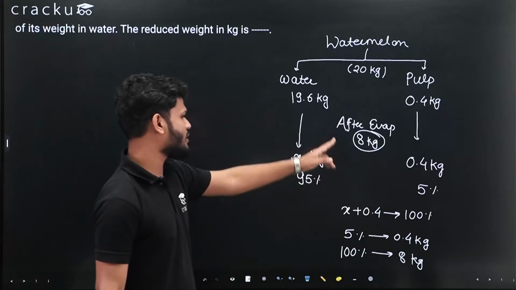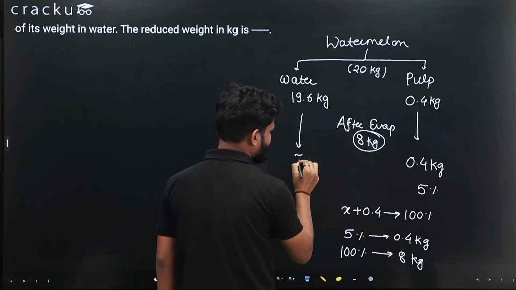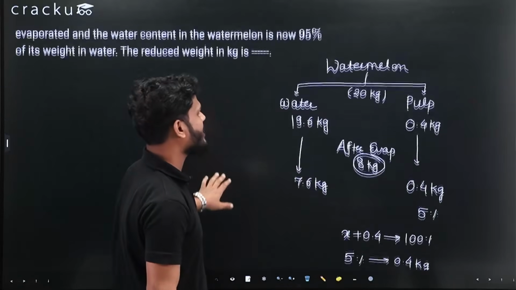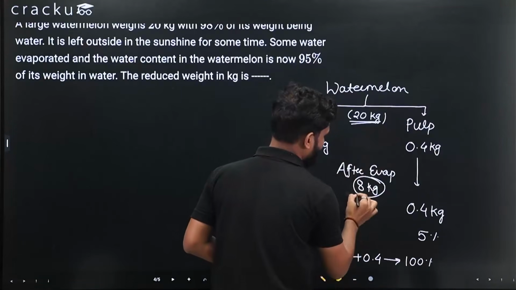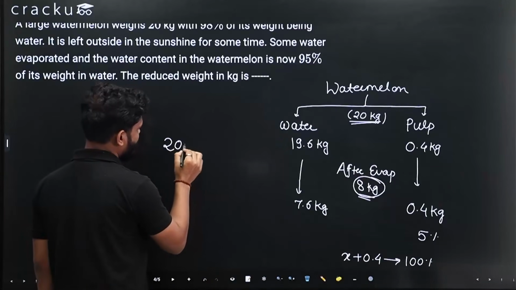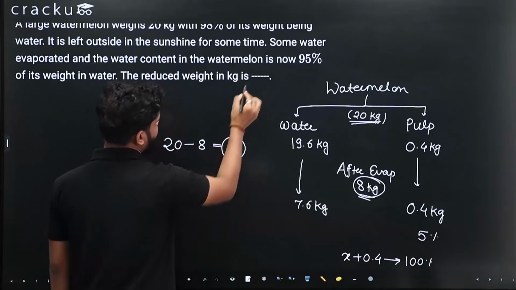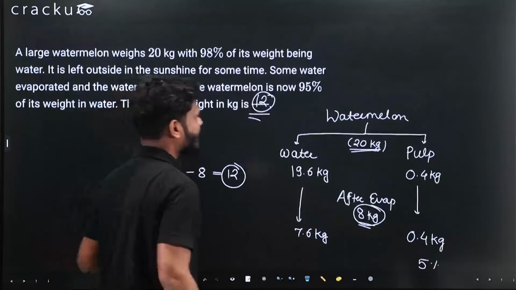Right? So the total weight is 8 kg and the water will be 95% of this, which is 7.6 kg. What we need to find? How much weight is reduced? Initially it was 20 kg, now it became 8 kg. It is reduced by 20 minus 8 is equal to 12. So answer to this question will be 12. This is how you can solve this question.